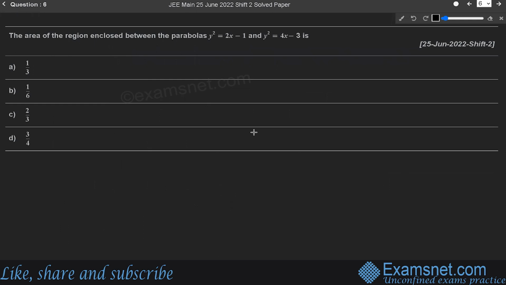Next question is: the area of the region enclosed between the parabolas y square is equal to 2x minus 1 and y square is equal to 4x minus 3 is. See, it is a very important question. This kind of question where we have to find the area always comes in the exam. So in order to understand the area, first let us understand the figure.